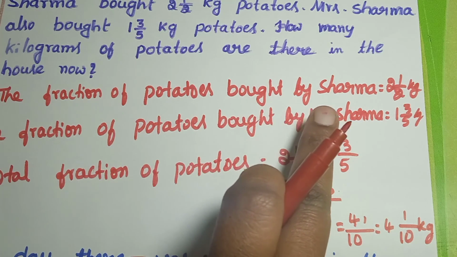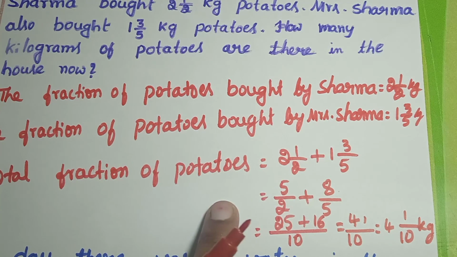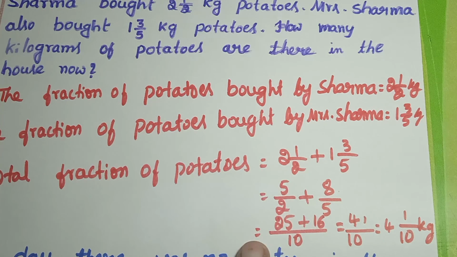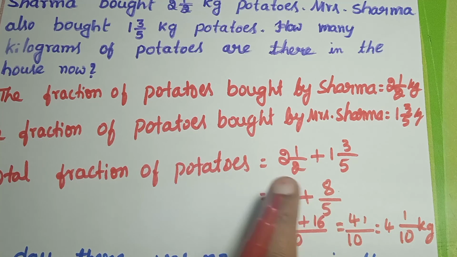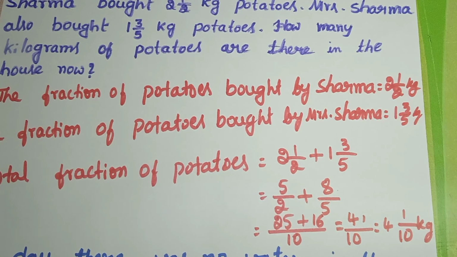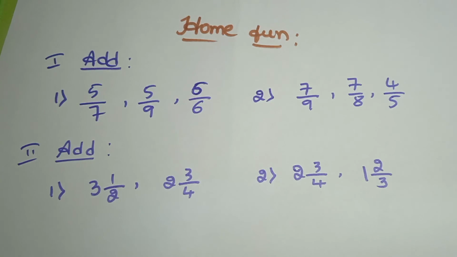The fraction of potatoes, first you should write the sentence format. Then after Mrs. Sharma, total fraction of potatoes, how much? 2 1 by 2 plus 1 3 by 5. Then converting these to improper fractions, then after this one addition, very easy. LCM is 10 and cross multiplication. If the denominators are prime numbers, then cross multiply the denominator with the numerator. 5 into 5 is 25, 2 into 8 is 16. Okay, that is 25 plus 16 is 41 by 10. That is 41 by 10 kg of potatoes are there in Sharma's house. Got it, children? Yes.